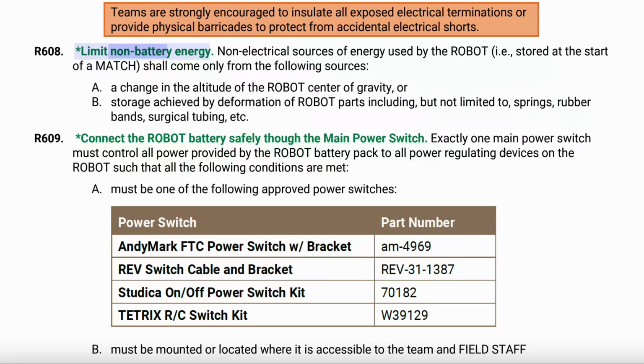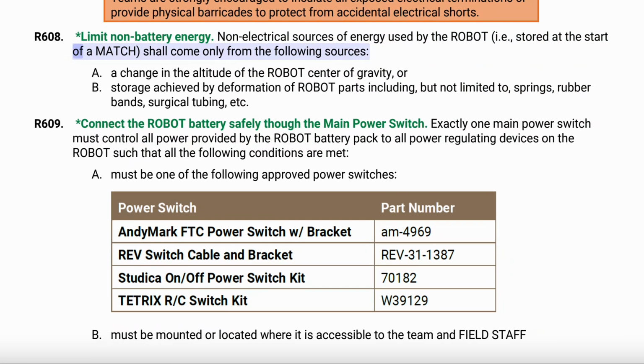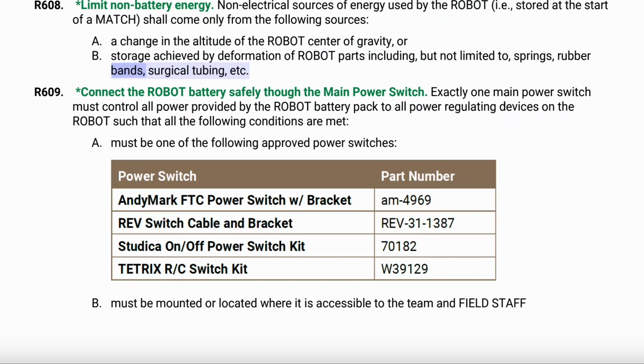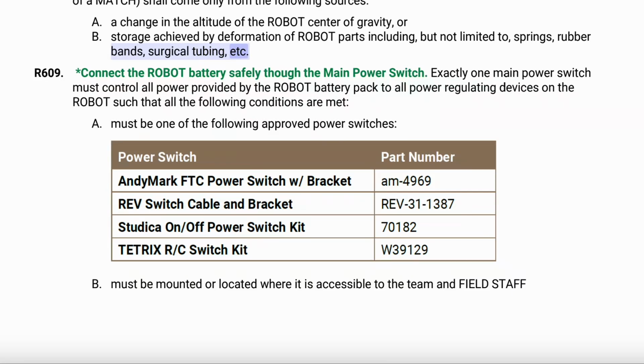R608. Limit non-battery energy. Non-electrical sources of energy used by the robot, i.e. stored at the start of a match, shall come only from the following sources. A. A change in the altitude of the robot center of gravity. Or B. Storage achieved by deformation of robot parts including, but not limited to, springs, rubber bands, surgical tubing, etc.